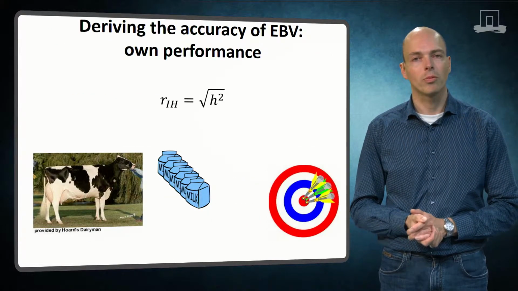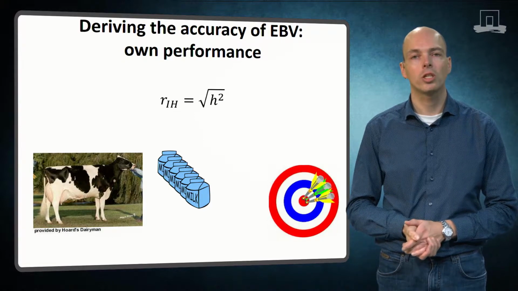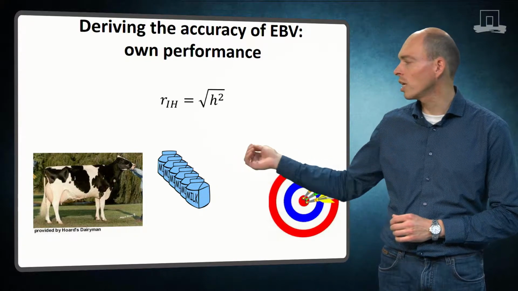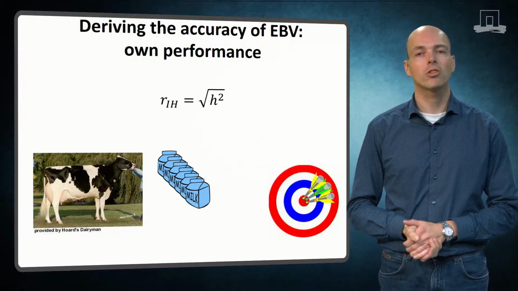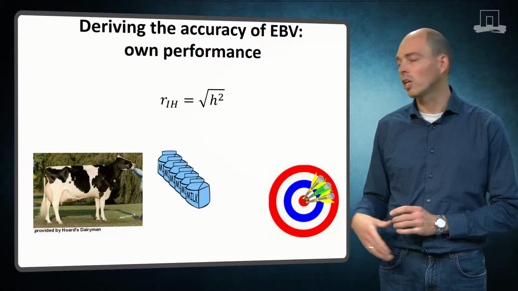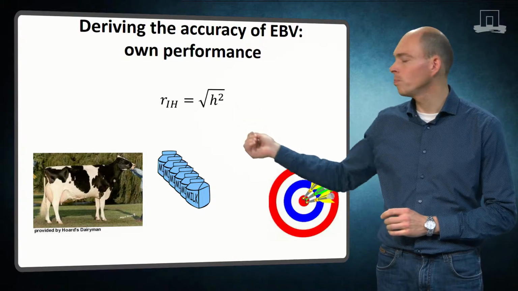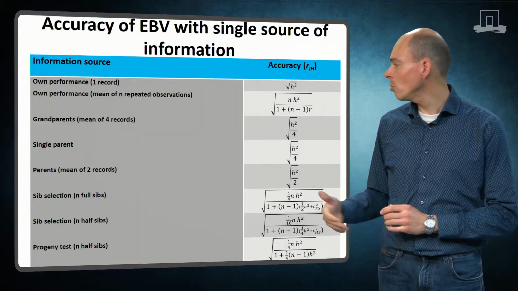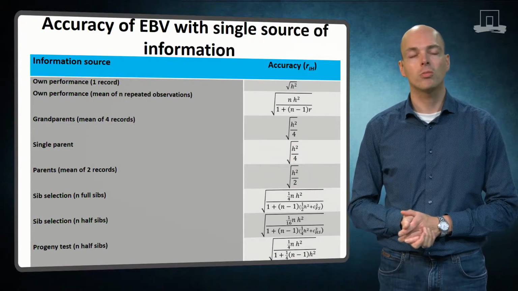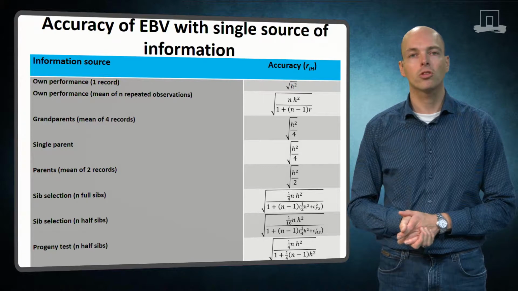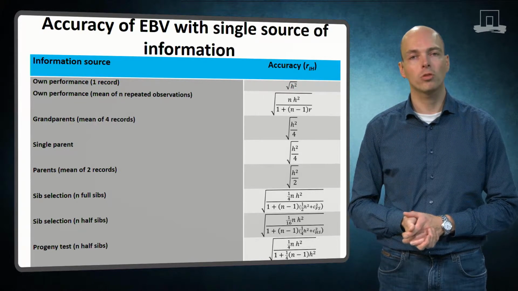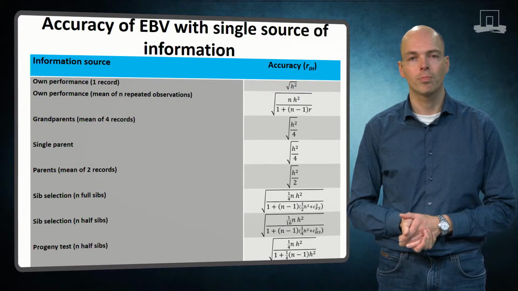Fortunately, we can mathematically derive the accuracy of estimated breeding values. For instance, in the case of own performance, like milk production of this cow, we can derive that the accuracy is equal to the square root of the heritability. So the accuracy is higher when the heritability is higher. In this table, you find equations to calculate the accuracy for a number of situations: own performance, information of parents or grandparents, and information of full sibs, half sibs, or progeny.